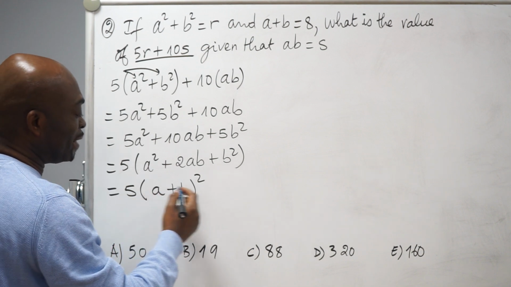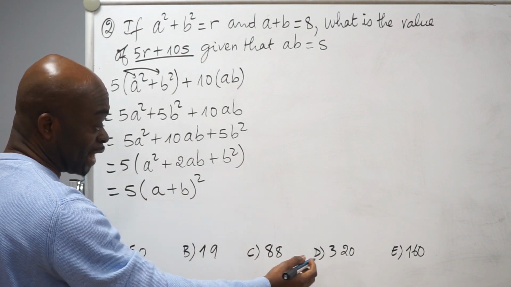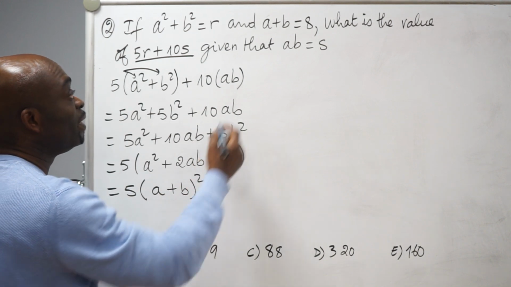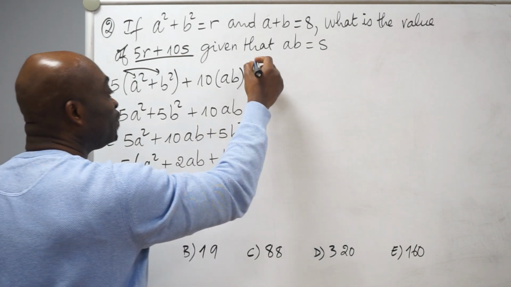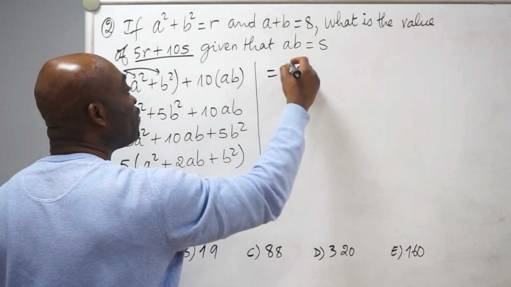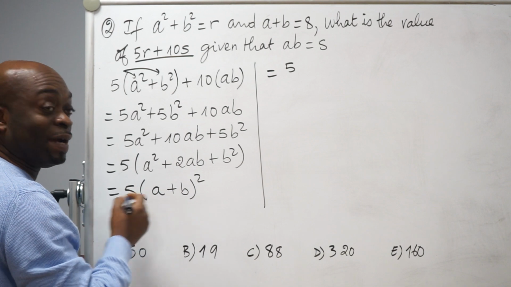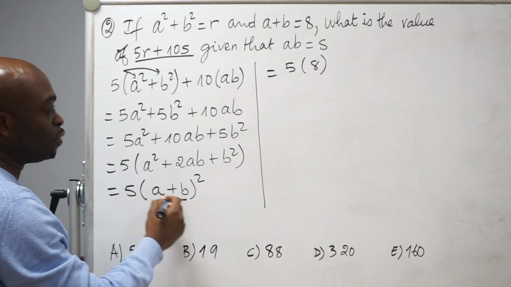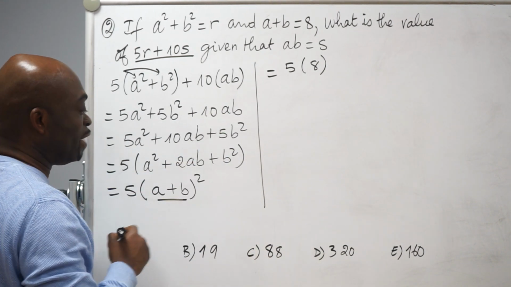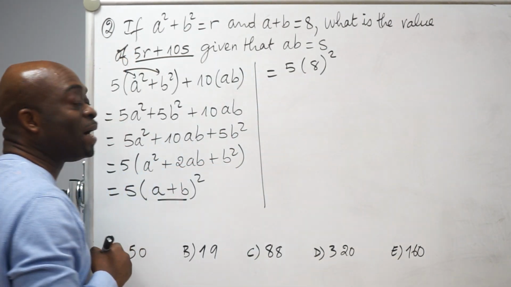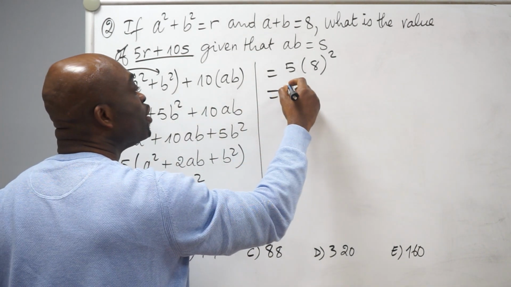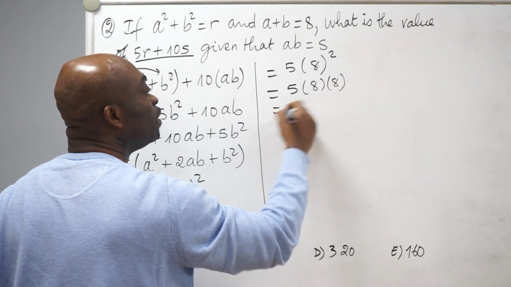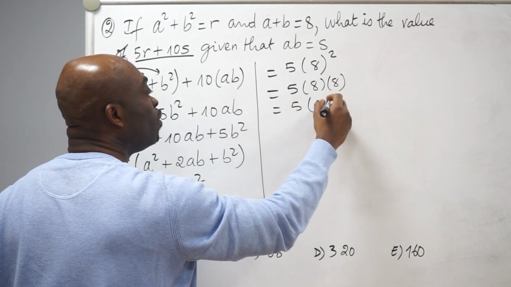So then this is what we have, but we're not finished, because if you look at the answers, nothing like that is there. But is there anything that we know about a plus b? Yes, because a plus b equals 8. So when we go further, we have 5 times, instead of a plus b squared, a plus b equals 8, right? But don't forget about the square, because this one is squared. So the first thing we got to do is to multiply 8 by 8, which is 64, so it's 5 times 64.